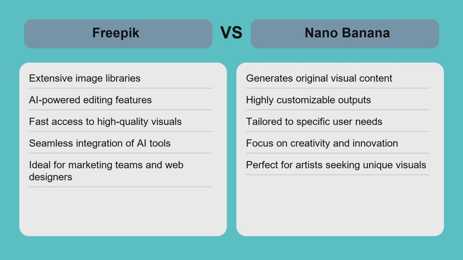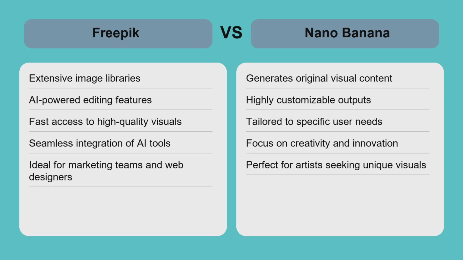Comparing Freepik and Nano Banana highlights the trade-off between convenience and creativity. Freepik excels in delivering fast, high-quality visuals from an extensive library, perfect for users needing reliable assets with AI enhancements. It suits marketing teams, web designers, and content creators who prioritize speed and variety.